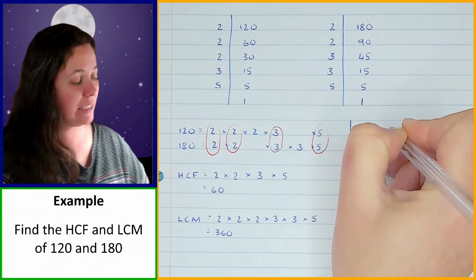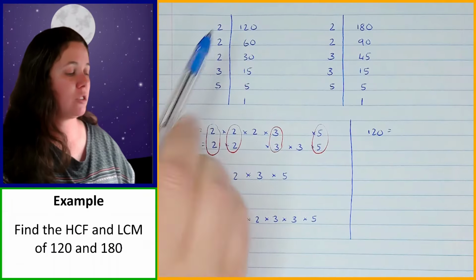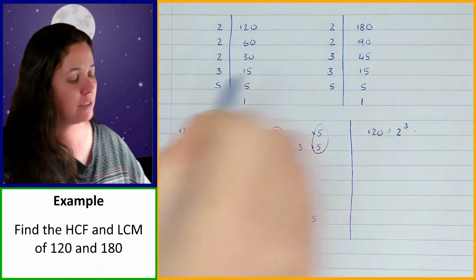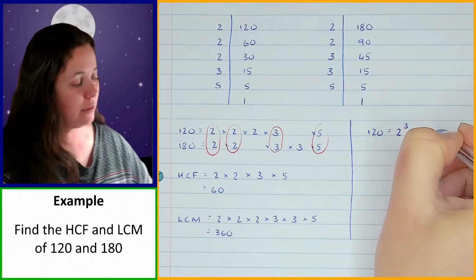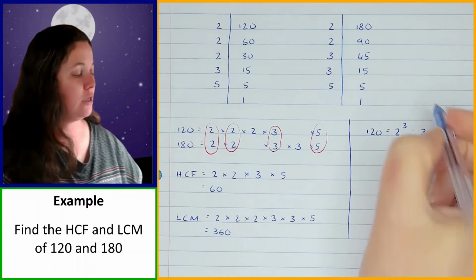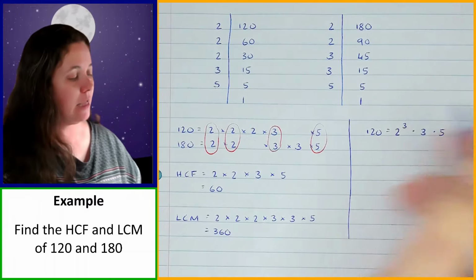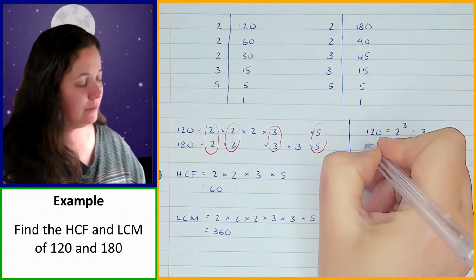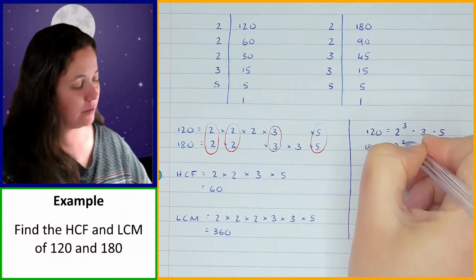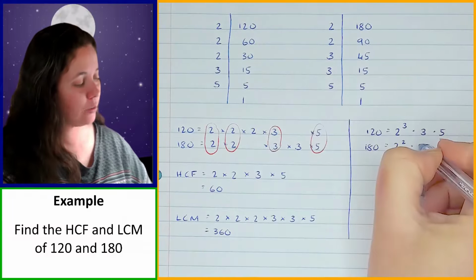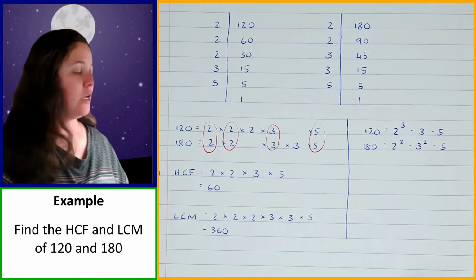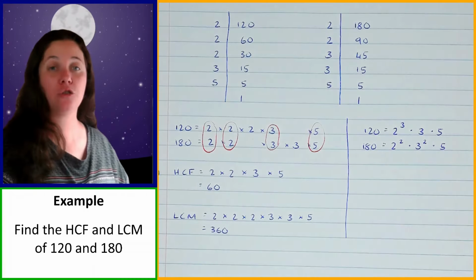So I've got 120 is the same as 2 times 2 times 2, which is 2 cubed, 2 to the power of 3, times 3 times 5. You can still write normal times signs if you want, or you can just write dots. Okay. Then 180 I can write as 2 squared times 3 squared times 5. Okay, so that is how I can write it in exponential form.